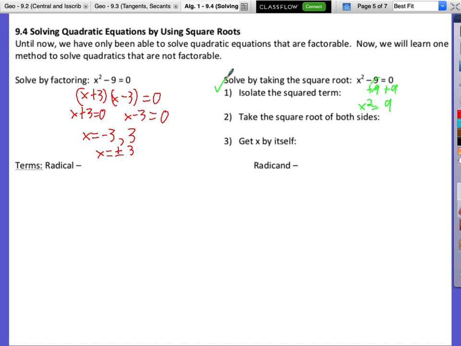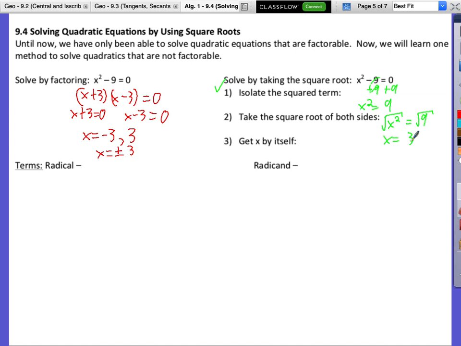Then it says to do what? Take the square root of both sides. We're going to take x squared, we're going to take the square root of that. We're going to take 9, we're going to take the square root of that. Now, what is the square root of x squared? What times what is x squared? X. What times what is 9? 3. So 3 times 3 is 9.